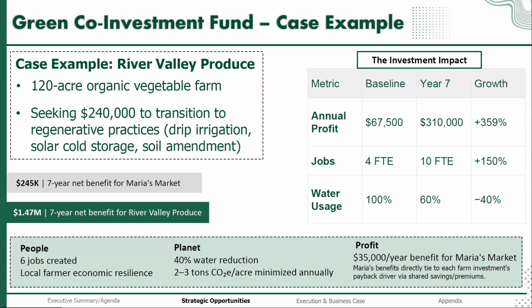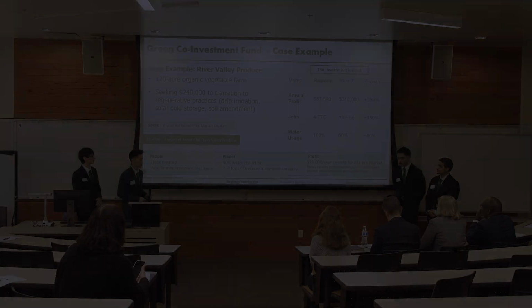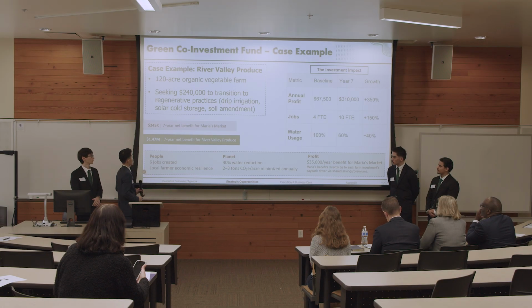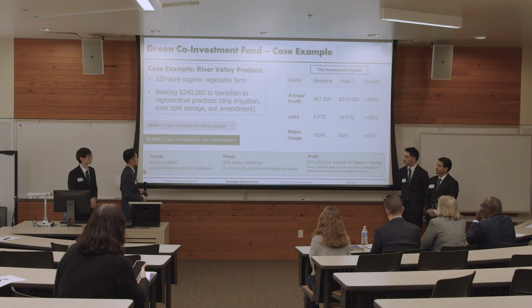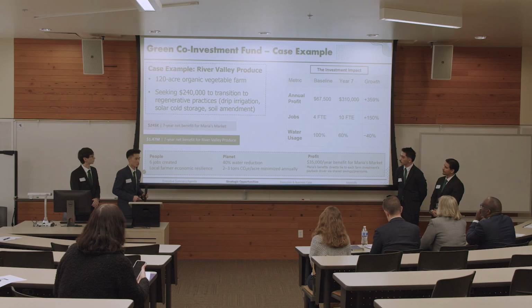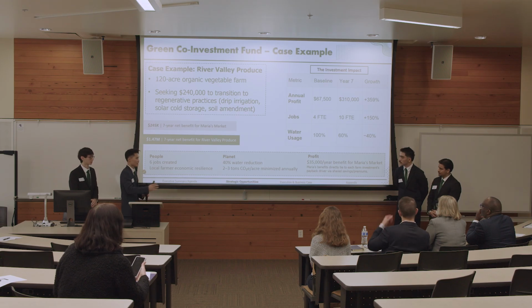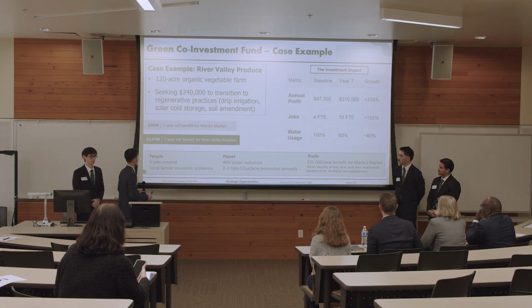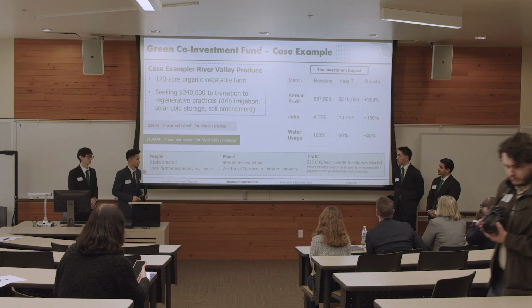And from there, we look at the investment impact. So baseline to year 7, growth for annual profit is expected to exceed 359%. Jobs, full-time employment is set to increase 150%. And water usage is set to decrease 40%. So next, let me take you over here to look at the 7-year net benefit for Maria's Market being $245,000. And on the same timeline, River Valley Produce will benefit $1.47 million.